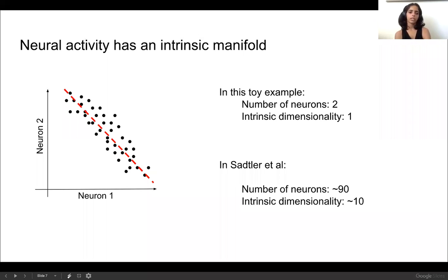So in this toy example that I've taken, the number of neurons is 2 and the intrinsic dimensionality is 1. But in the actual data that was recorded in this paper, the number of neurons that they record is 90 and the intrinsic dimensionality is 10. So now this is very hard to visualize. You can't really imagine what a 90 dimensional neural activity space looks like. And then within that, there's some smaller 10 dimensional space where all the points can be found. But an easy way to think of it is that to describe the activity at any time, you don't need 90 numbers, you only need 10 numbers. If that makes sense.